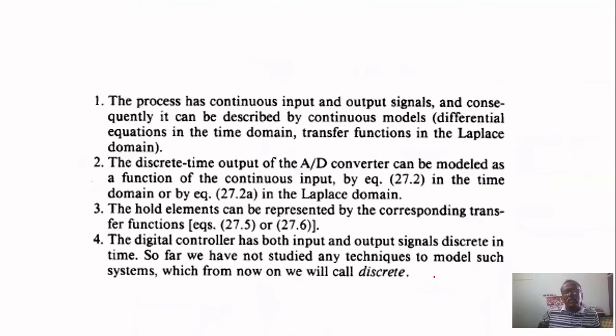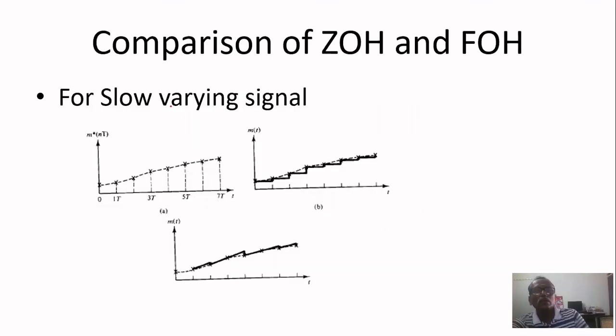Here, the process has continuous input and output signals. It can be described by continuous models. That's why we are representing the mathematical model of the process in the Laplace domain. The discrete time output is, of course, also a continuous signal. The AD converter receives a continuous input in the time domain. That's why y star of t also can be represented in the S domain. That's why the hold elements can be represented by the corresponding transfer function in the S domain.